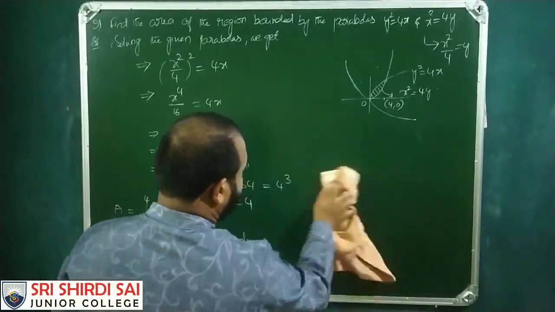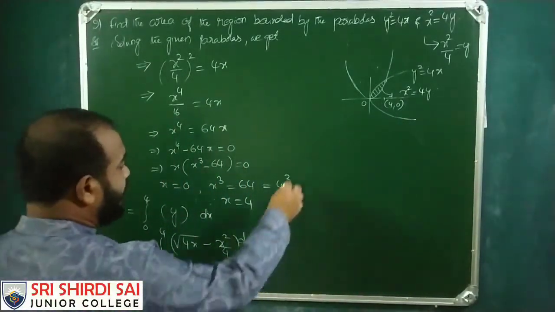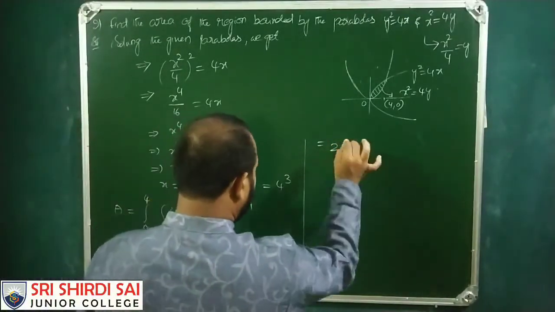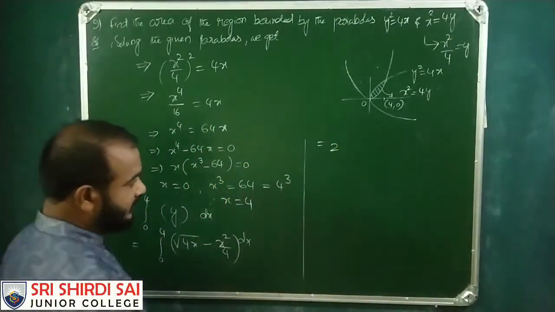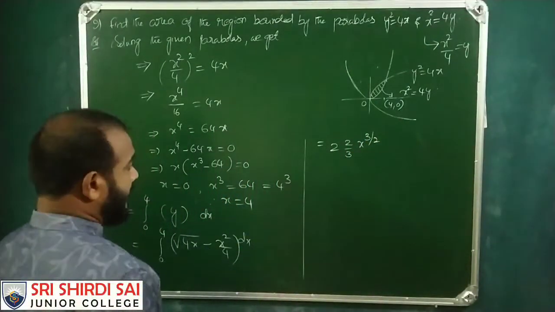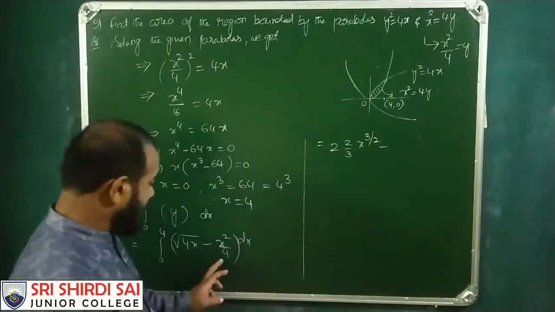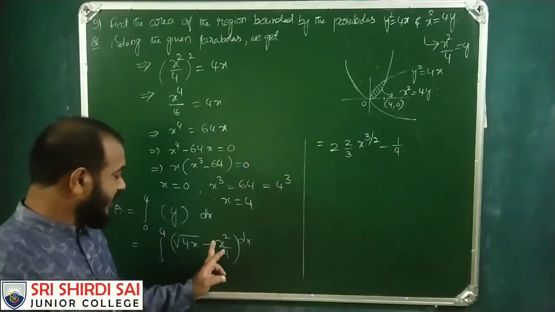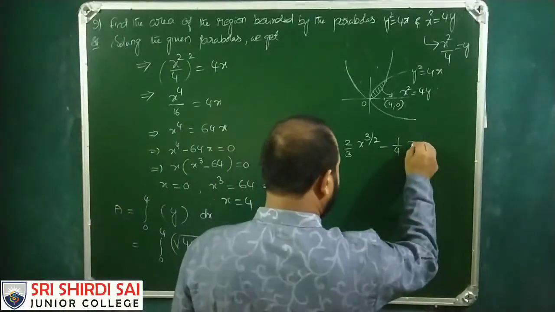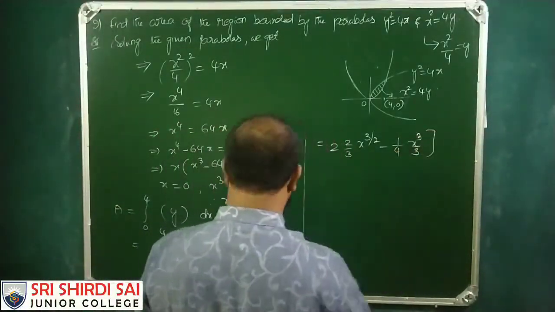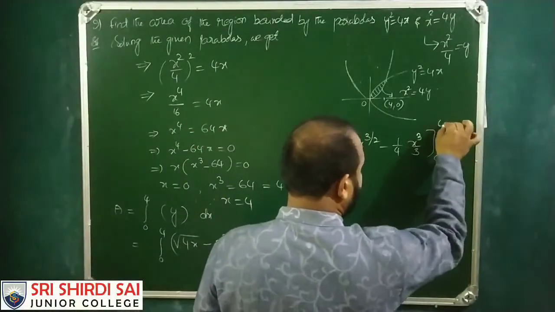So now see this. This equals root 4 is 2, integral root x dx, 2 by 3 x power 3 by 2, minus 1 by 4 separated from the process of integration. Integral x square dx is x cube by 3. So now from 0 to 4.